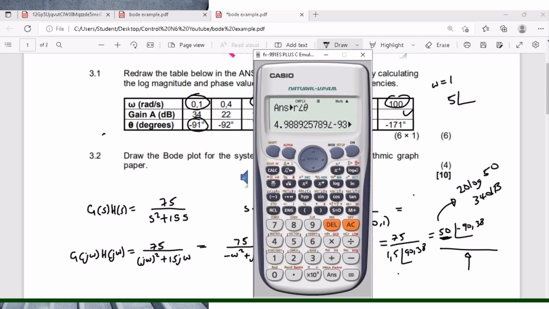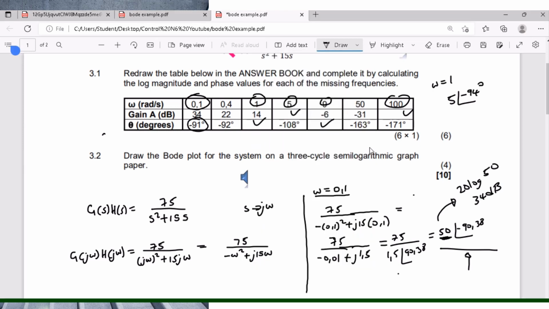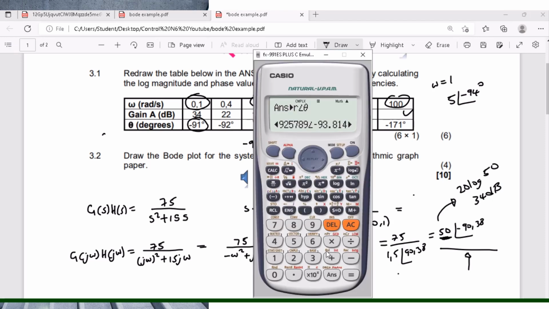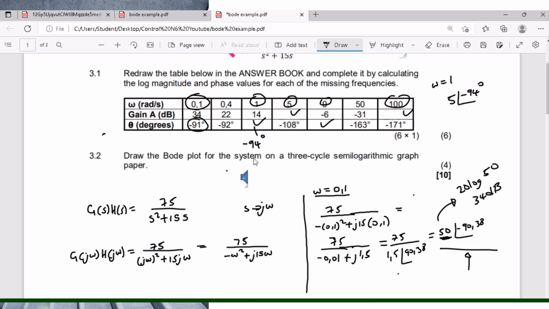The angle is 5 angle minus 93.8, so I will say minus 94 degrees. But why here do I have 5 but there I have 14? Because this is not decibels, we must say 20 log 5. Let's see if it gives us 14. So 20 log 5, you notice it's 14. You do the same when w is 5.